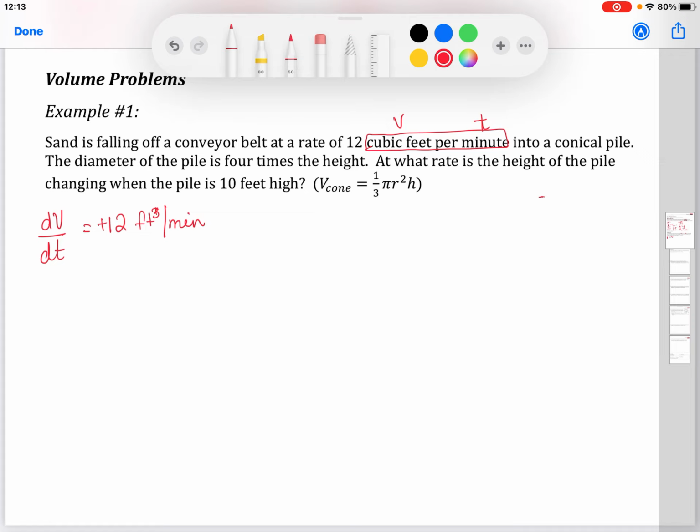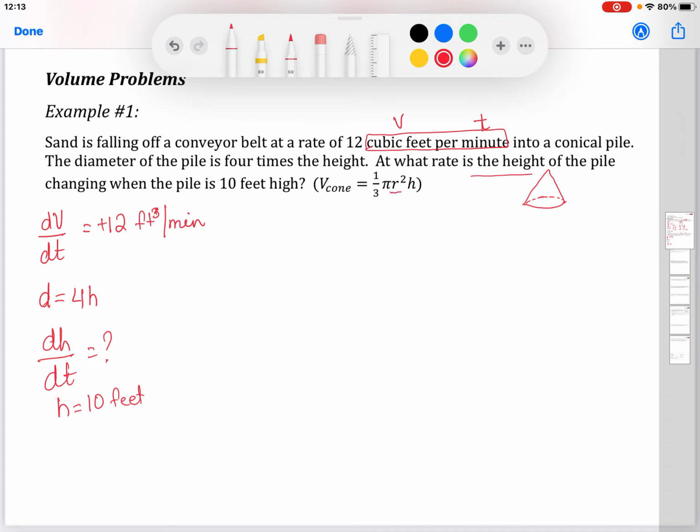Your cone is just something like, right? So if there's a conveyor belt here, it's dropping this, and this pile is increasing. Okay, then it says the diameter of the pile is 4 times the height. So the diameter is 4 times h. And it wants us to find at what rate is the height of the pile changing. So I want to find dh over dt. That's my question mark, when the height is 10 feet.